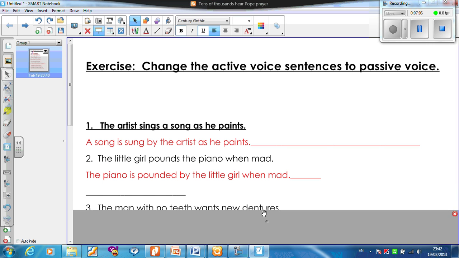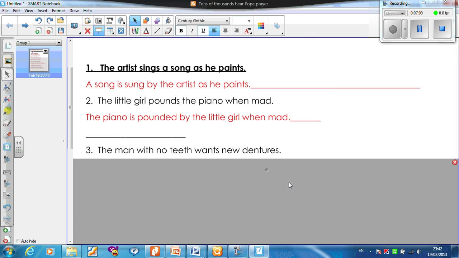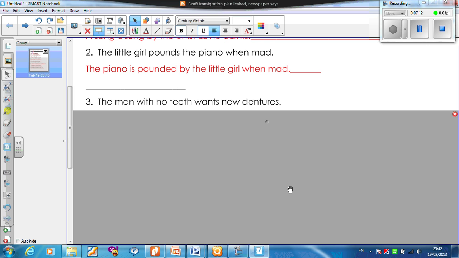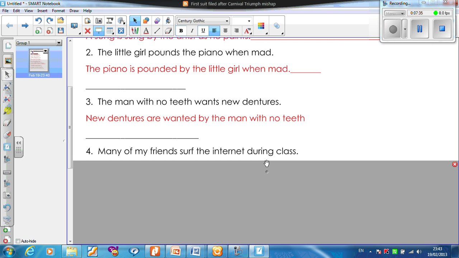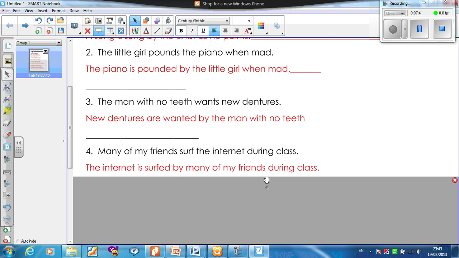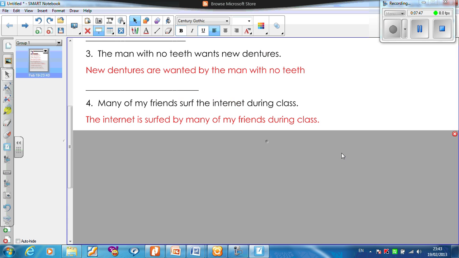Let's see sentence number 3. The man with no teeth wants new dentures. Let's see the answer. New dentures are wanted by the man with no teeth. Sentence number 4. Many of my friends surf the internet during class. The internet is surfed by many of my friends during class.